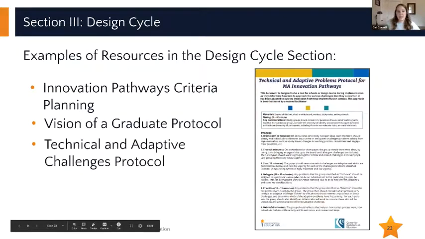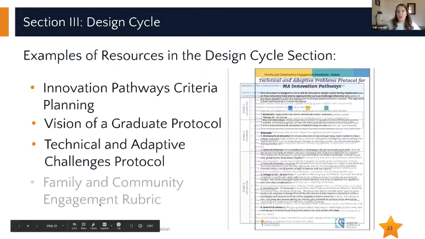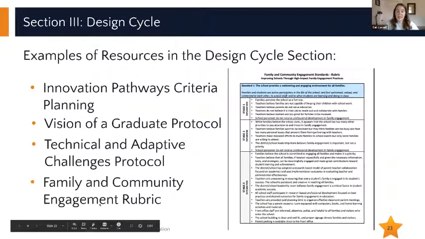In this design cycle section, we've also included a technical and adaptive problems protocol, which is intended for school or design teams during implementation as you determine how best to approach various challenges or issues that you encounter. So if you're in that design and planning phase and feeling that pressure of the challenges that are arising, this tool might be able to help you identify and move forward on each of those problems of practice. We also in this section have included a family and community engagement rubric.